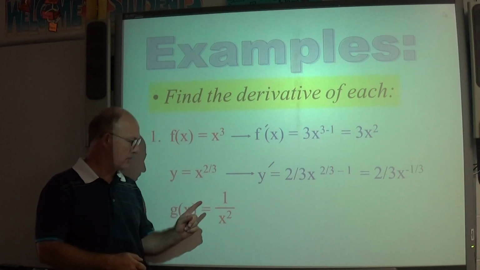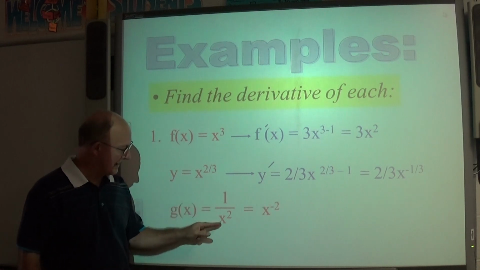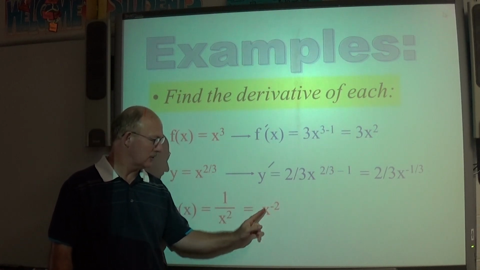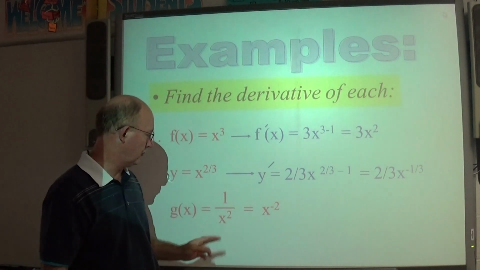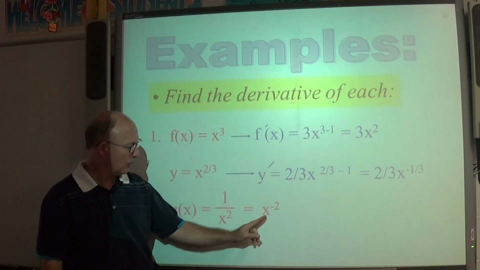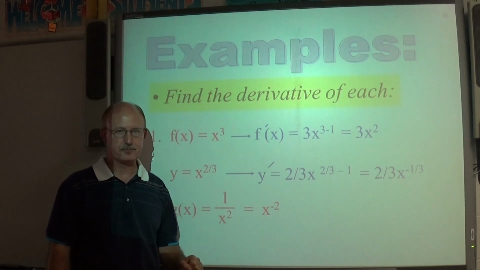I'm sure y'all remember from your algebra classes that 1 over x to the second power is the same thing as x to the negative 2 power. All right, so we're going to rewrite that: 1 over x squared equals x to the negative 2 power.